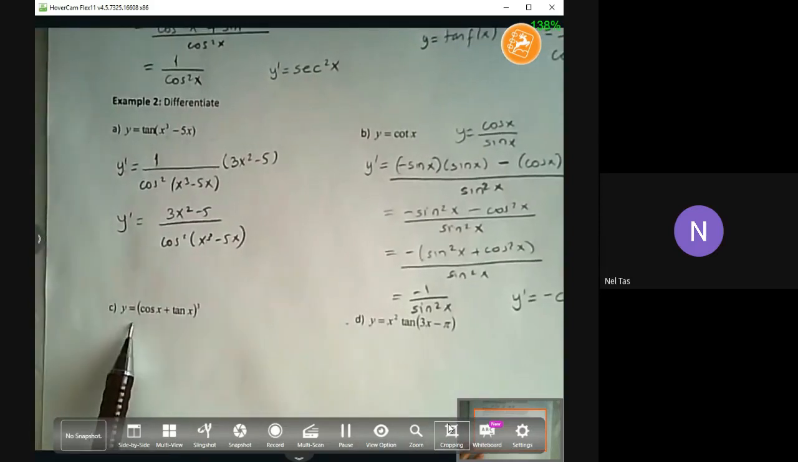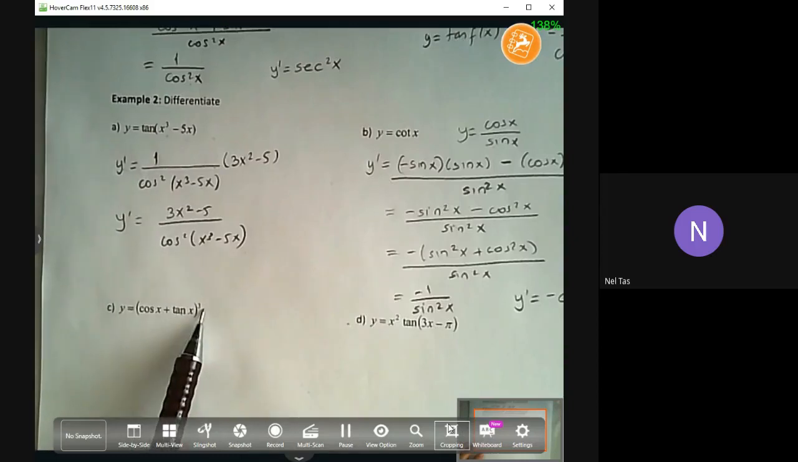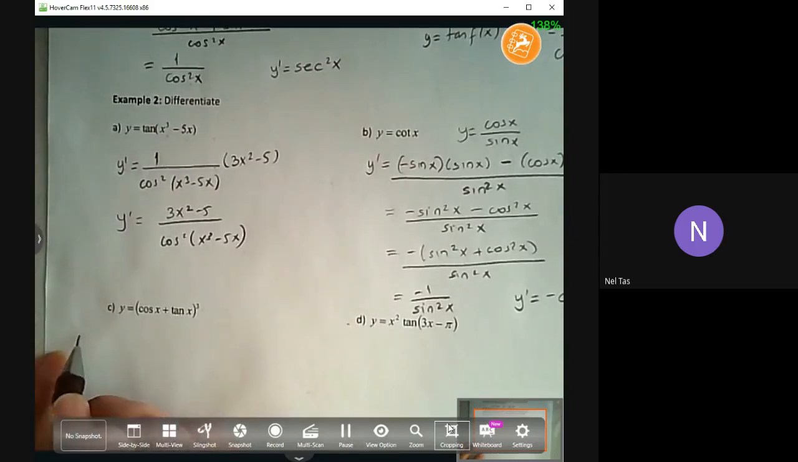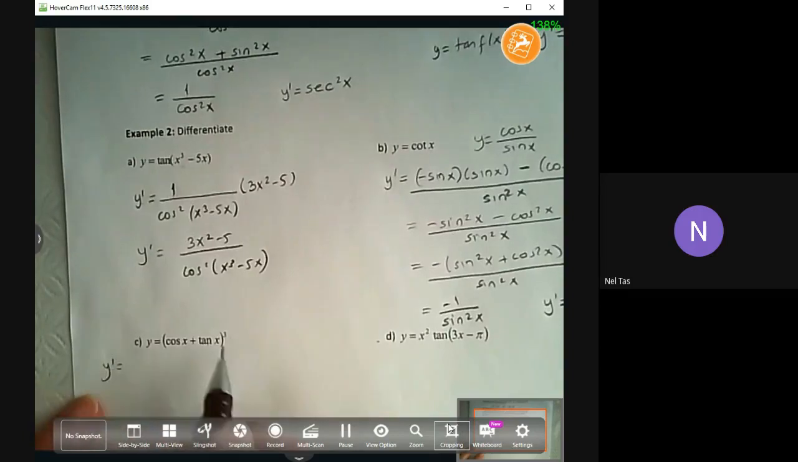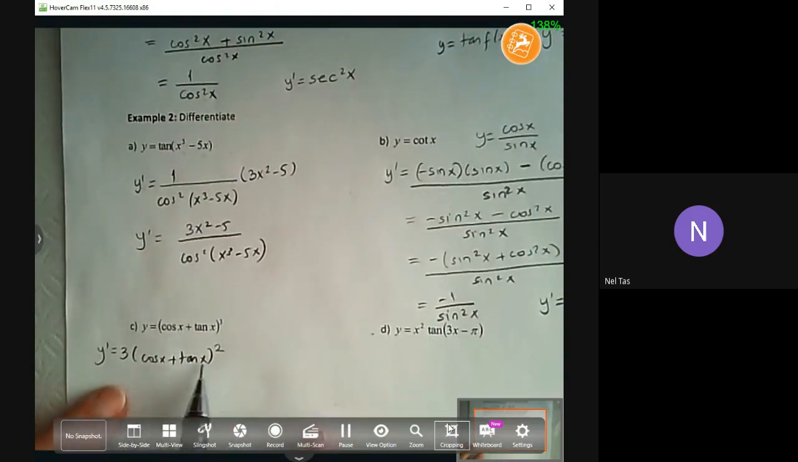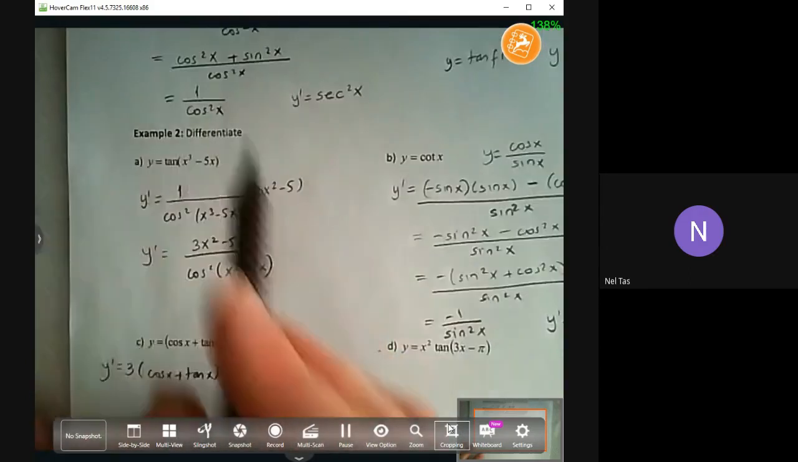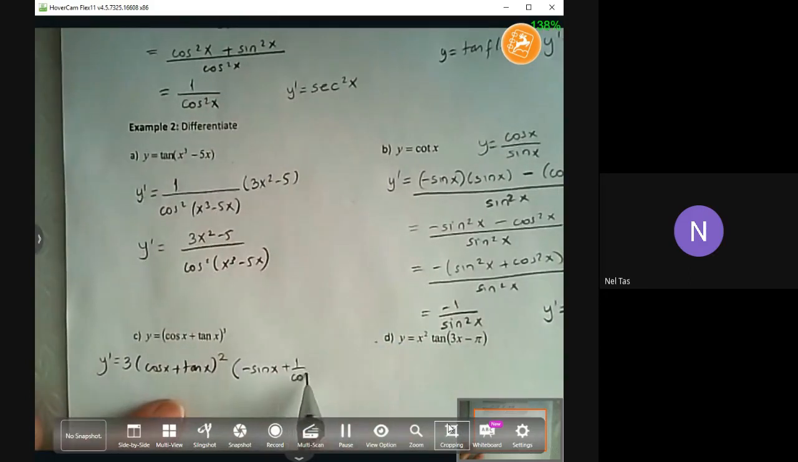Okay. So we have y equals, for part C, cos x plus tan x, all cubed. So it looks like we're going to apply the chain rule here. Take the exponent, drop it to the front as a coefficient, keep the bracket as it is, and decrease the exponent by 1. Then take the derivative of the inside. The derivative of cos x is negative sin x. The derivative of tangent x is 1 over cos square x.